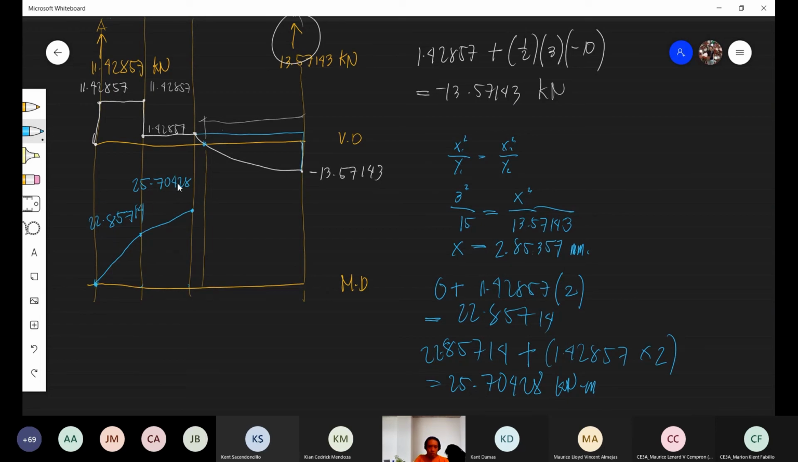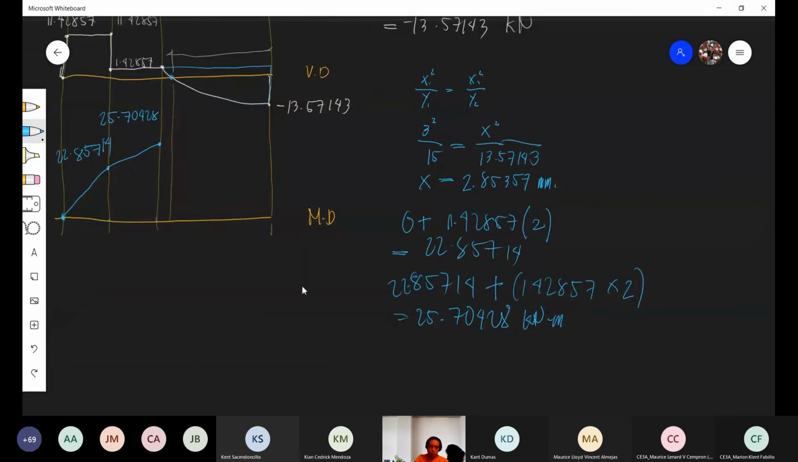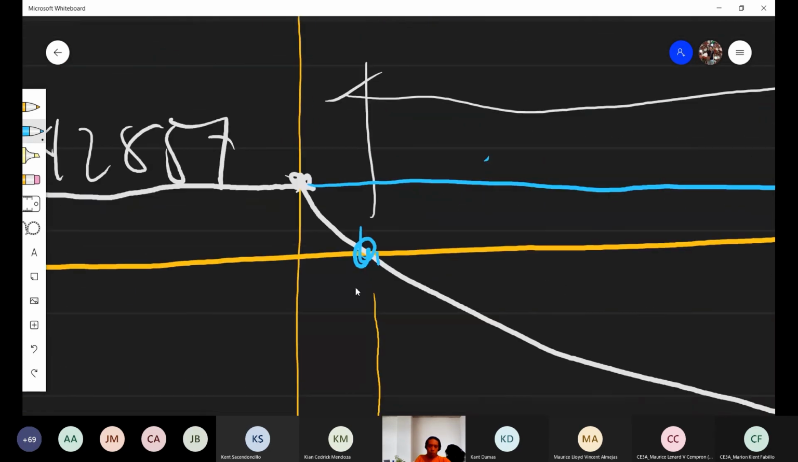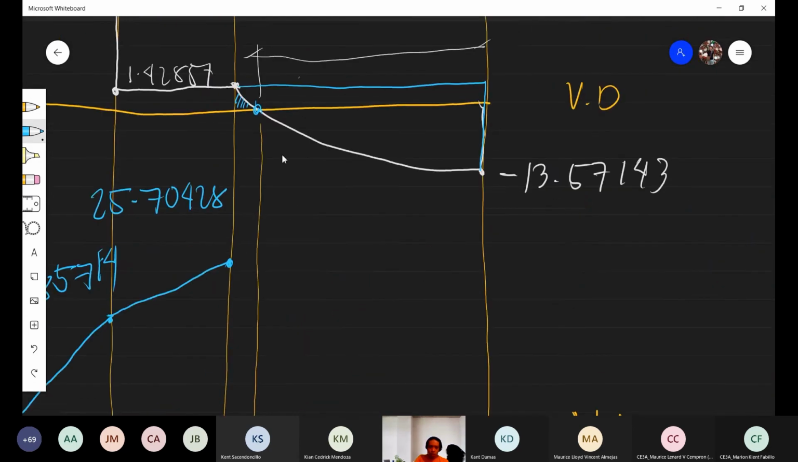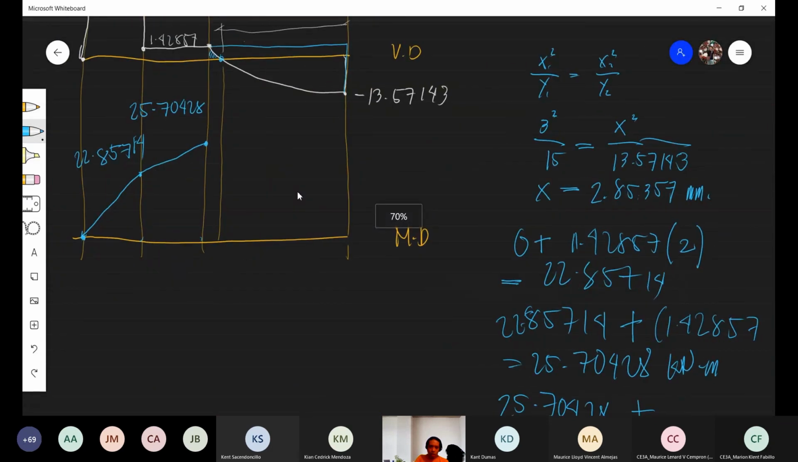Next. The shear is zero here, right? So we're expecting that the maximum moment is at that point. Okay? It's there. So we will solve the moment there. How? You take the previous moment, 25.70428 plus an area. This is the area. Can you solve that area? Any idea how to solve that one?